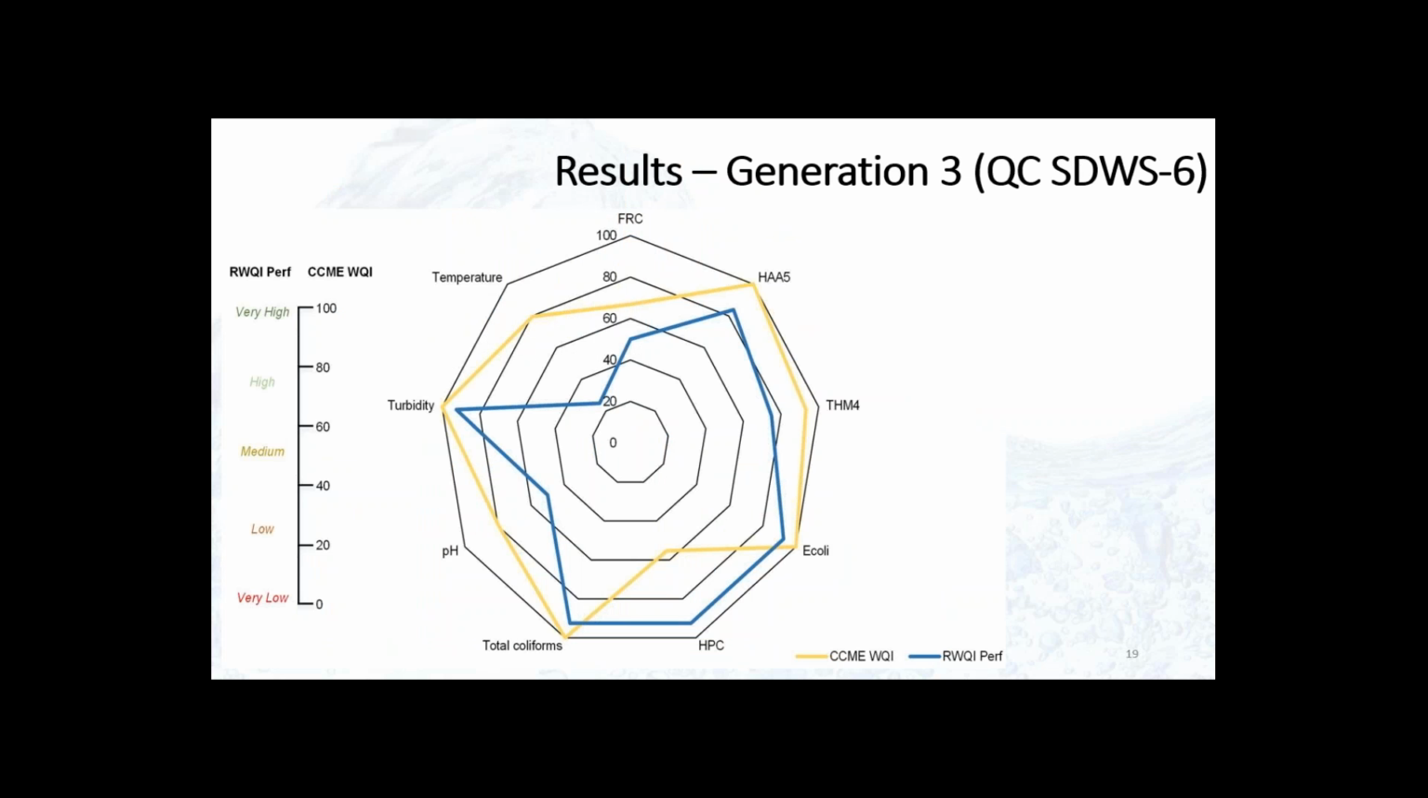And then finally, I looked at generation 3 here, which is the individual performance indicators to see how the approaches varied. And the CCME Water Quality Index, which is based almost entirely on either compliance or non-compliance, overestimates performance in some areas, while the RWQI approach incorporates the degrees of compliance along with the spatiotemporal factors to provide a little more comprehensive picture of the overall drinking water quality performance.